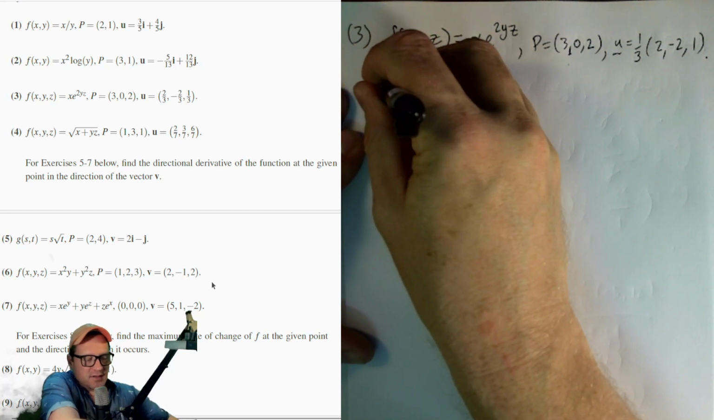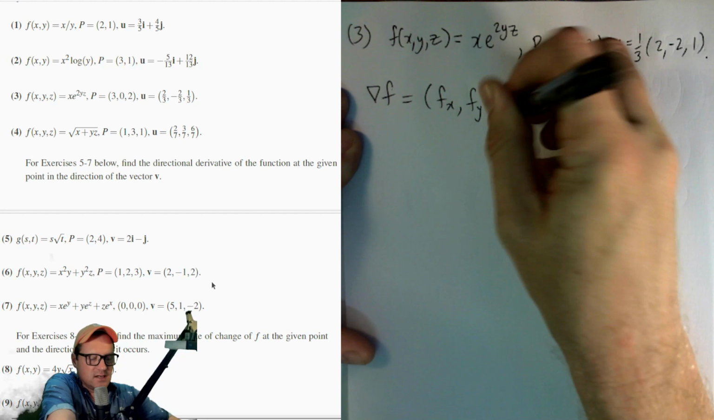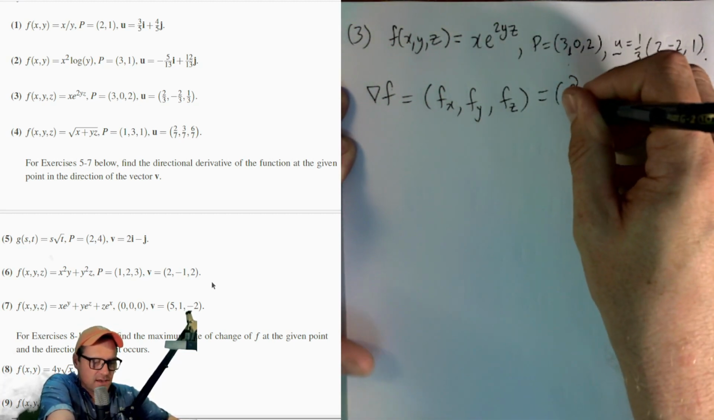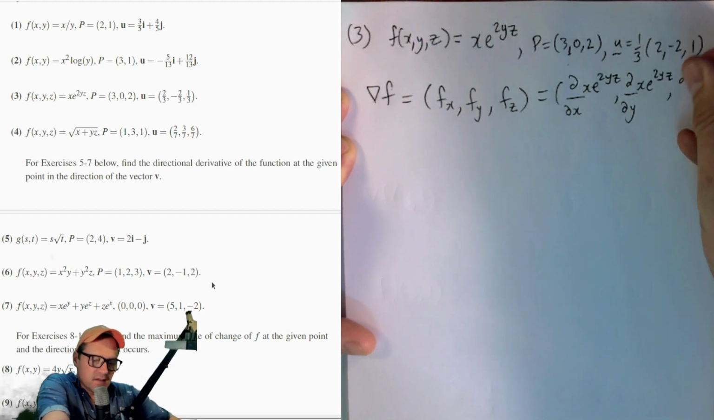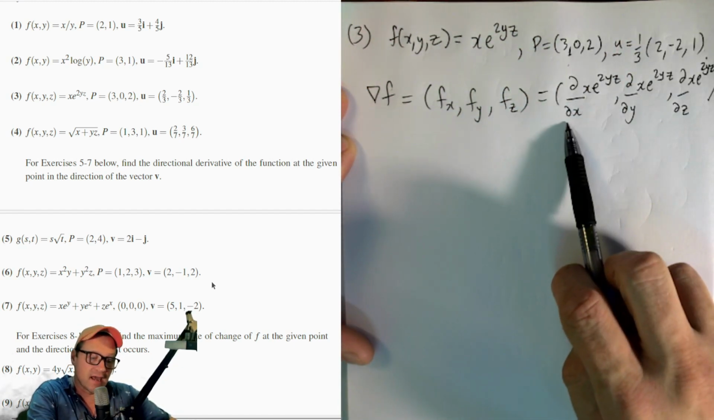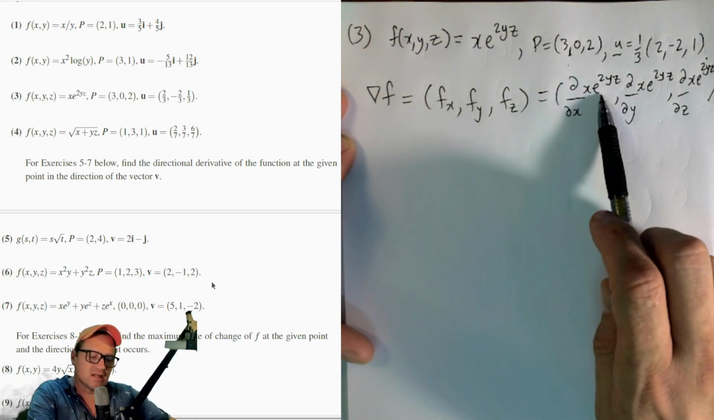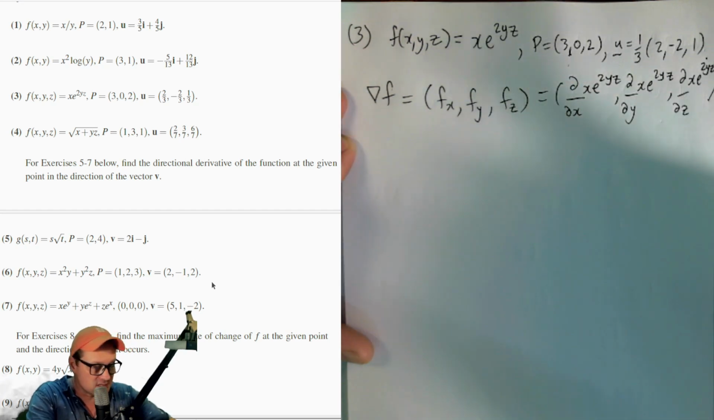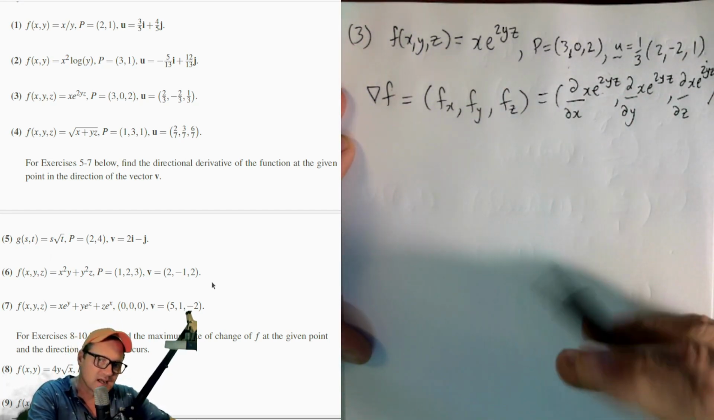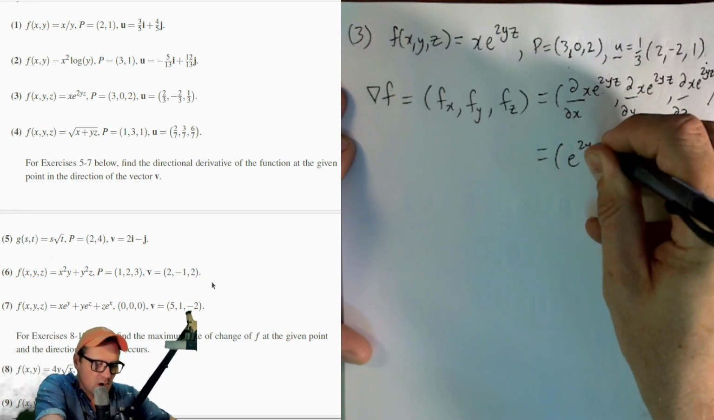The gradient vector in this case is (fx, fy, fz). So here we need to differentiate the function f with respect to x, then with respect to y, and then with respect to z. Differentiating with respect to x first, e to the power of 2yz is treated as a constant because it doesn't have any x's in it, so we can pull that through the operator and just differentiate x with respect to x, and we get 1 for that. So the x component of this is e to the 2yz.